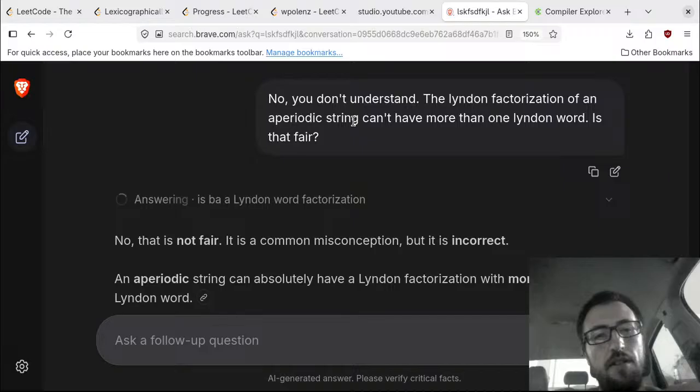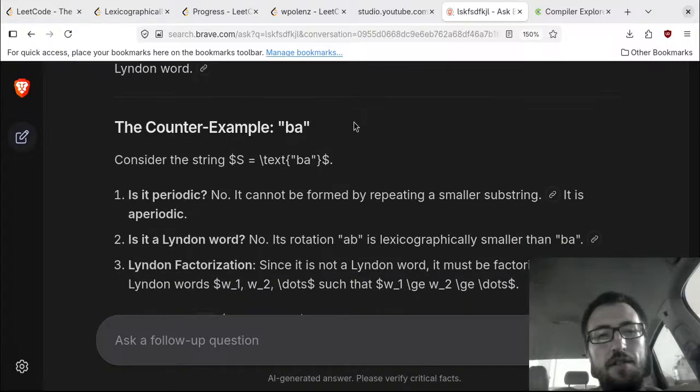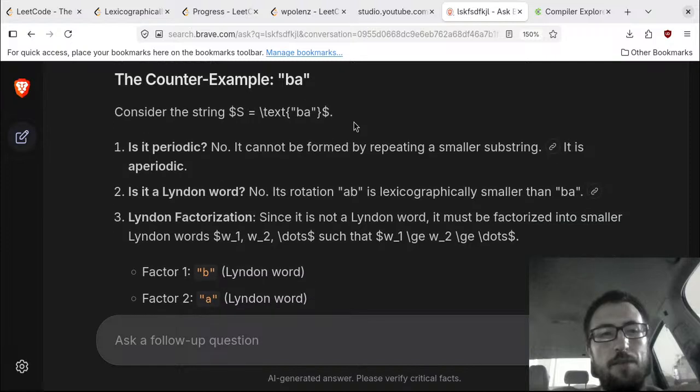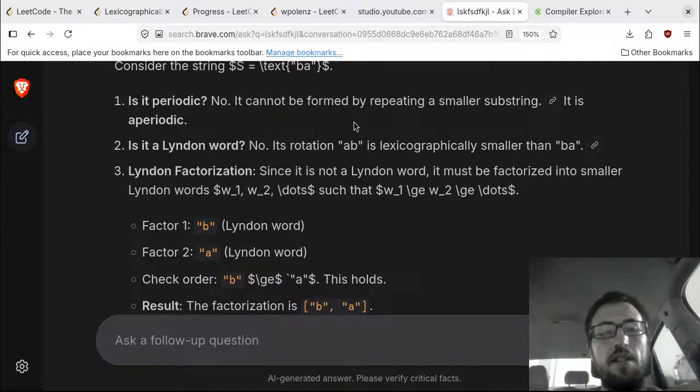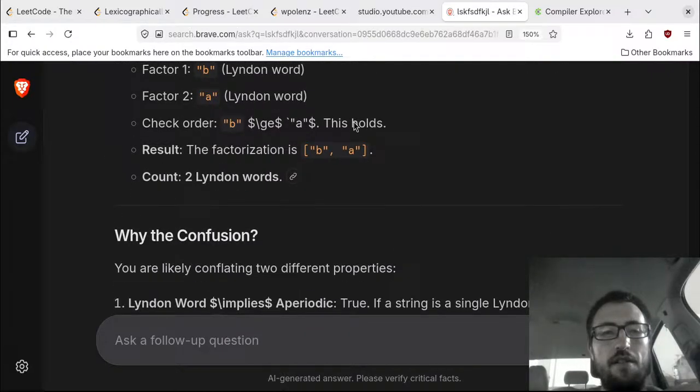No, that's not fair. It's a misconception, and it is incorrect. An aperiodic string can have a Lyndon factorization with more than one Lyndon word. Okay, counterexample B. Is it periodic? No. It cannot be formed by repeating a smaller substring. It is aperiodic. Is it a Lyndon word? No. Since it is not a Lyndon word, it must be factorized into smaller Lyndon words. Oh, okay.